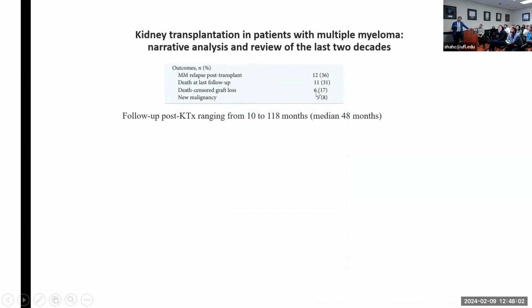Censored graft loss occurred in almost 17%, and de novo malignancy, because they have received chemotherapy in the past and now we are using immunosuppression for transplant, was seen in 3 out of 36 patients, almost 8%. These were the outcomes. But how can we identify a specific group of patients who could benefit more than the others?